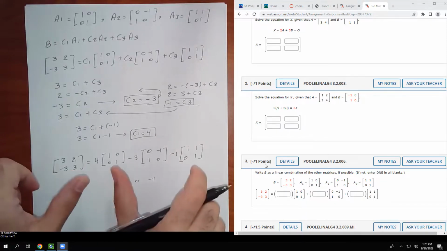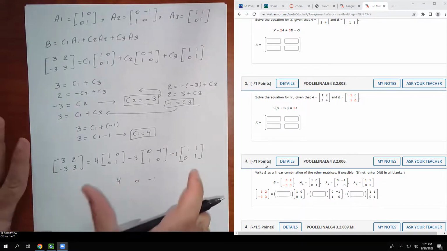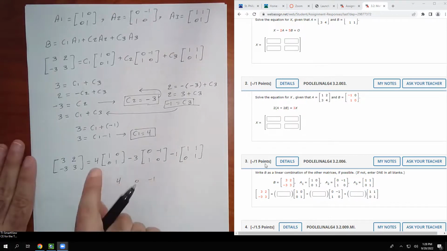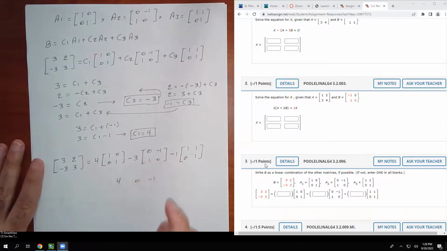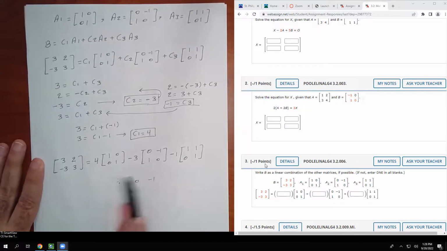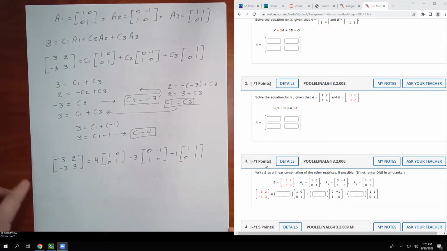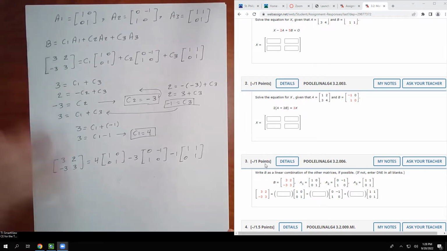That means these two sides are equal, because B is a linear combination of A1, A2, A3. How? By finding C1, C2, and C3. This is really important. You have to learn how to find C1, C2, C3, because next class we're going to do the span, which depends on this calculation here.